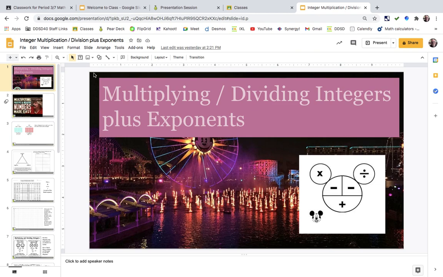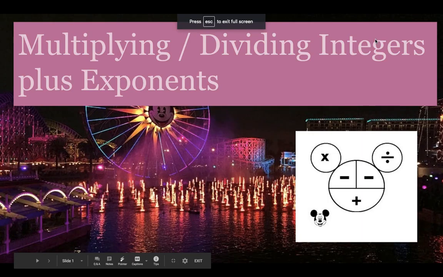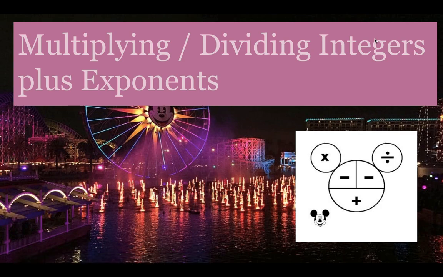We started with this picture of Mickey to talk about the idea of multiplying or dividing two negatives, and the answer is positive. Or if we multiply a positive with a negative, then the answer is negative. Or if we divide a positive with a negative, the answer is negative.